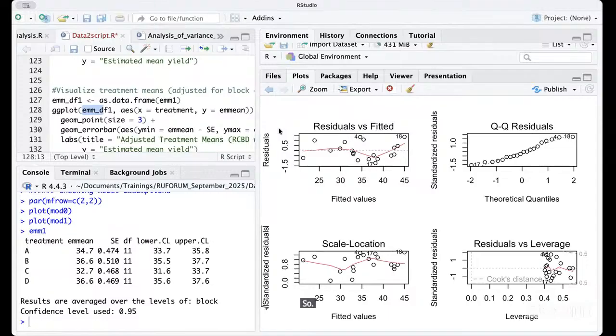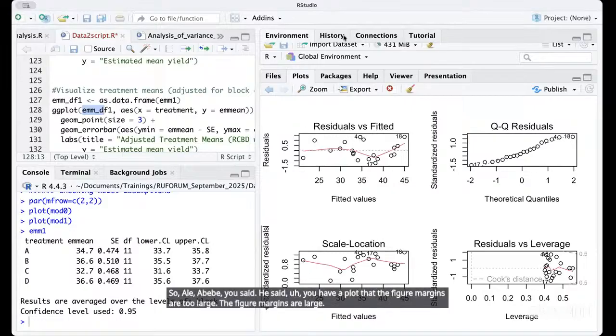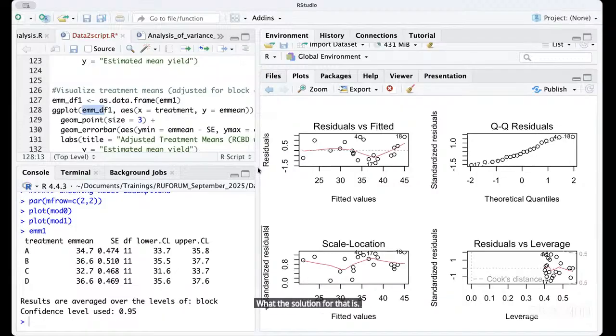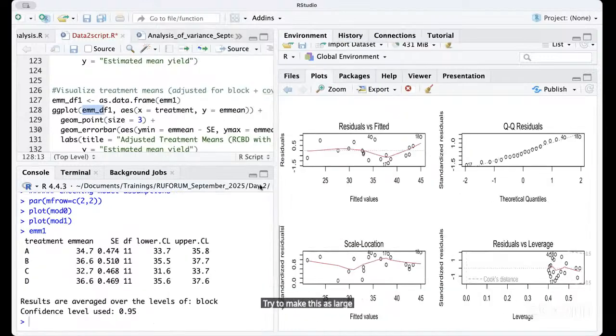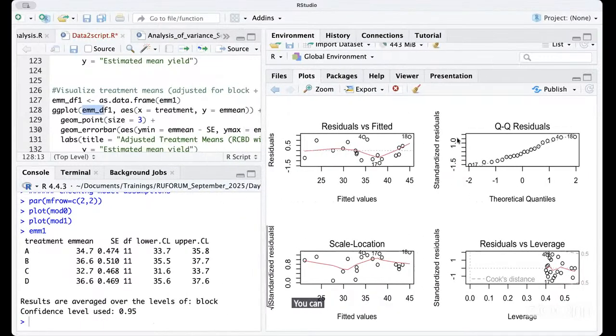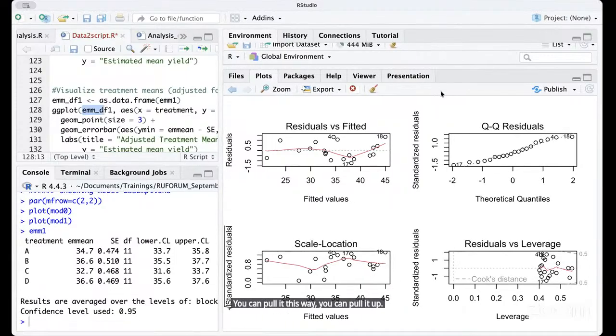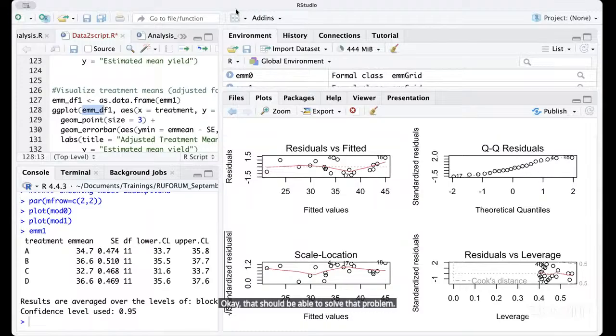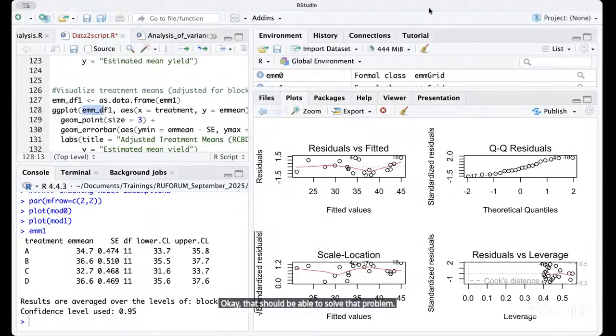So Ele Abebe said you have a plot where the figure margins are too large. The solution for that is to try to adjust. Try to make this larger, or play around with this. You can pull it this way, you can pull it up. Okay, that should be able to solve that problem. The same for Judith, you can do the same.